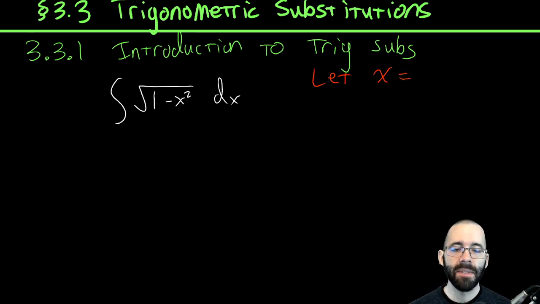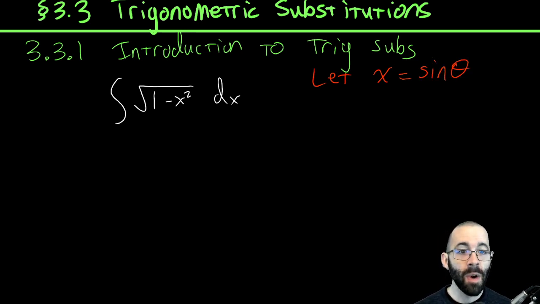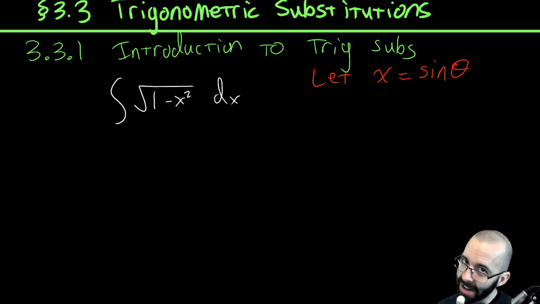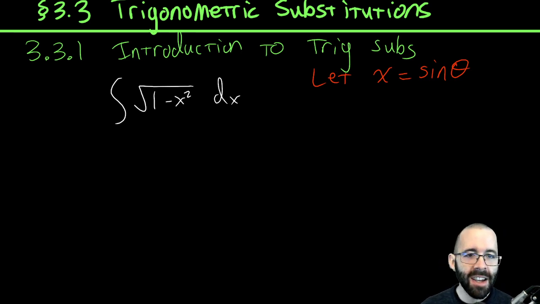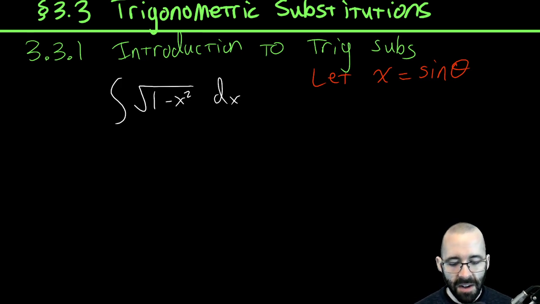What happens if I let X be the sine of theta? What are we going to get? Where did this come from? I'll tell you later. But right now, take it on faith. Let X equal the sine of theta. Well, then how can we reframe this integral?